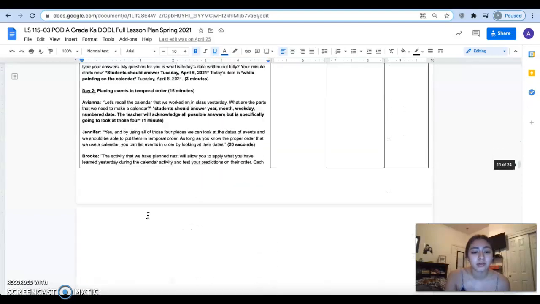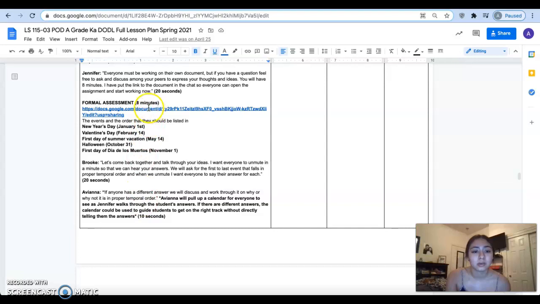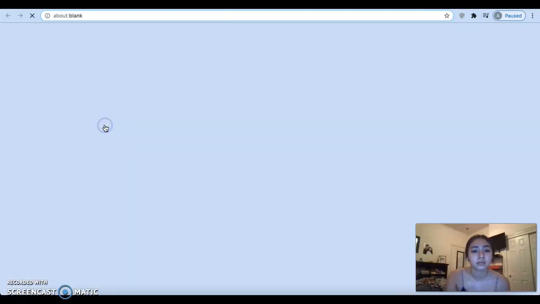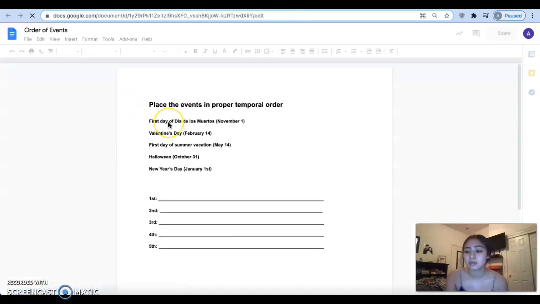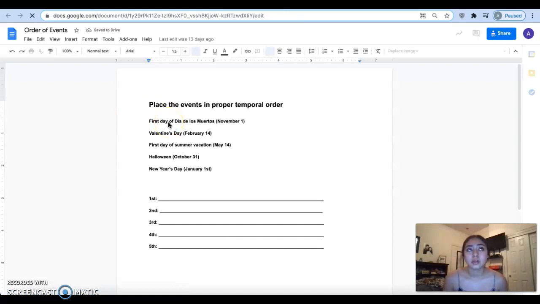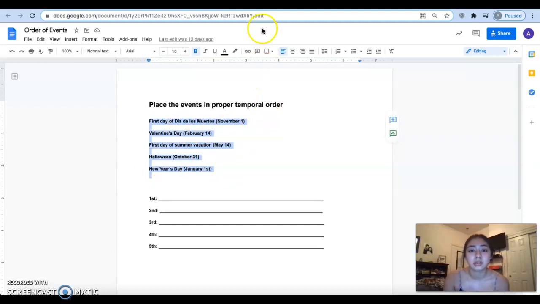We have another formal assessment, which students should have learned how the order of the months and the days of the week, but here we're focused on the months. So with the previous knowledge from the lesson, students should be able to put all of these in order on their own.